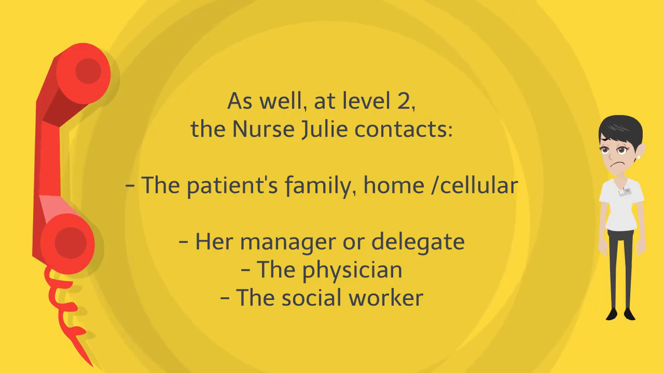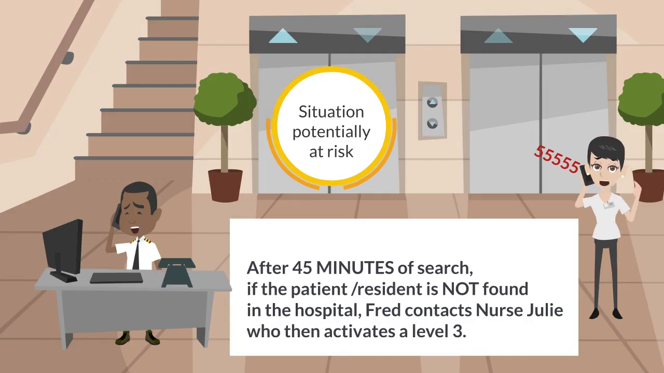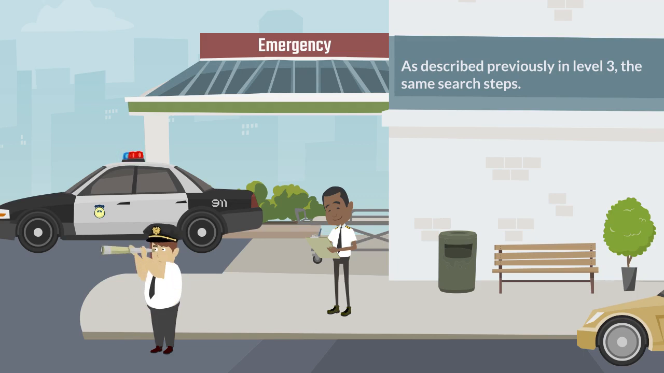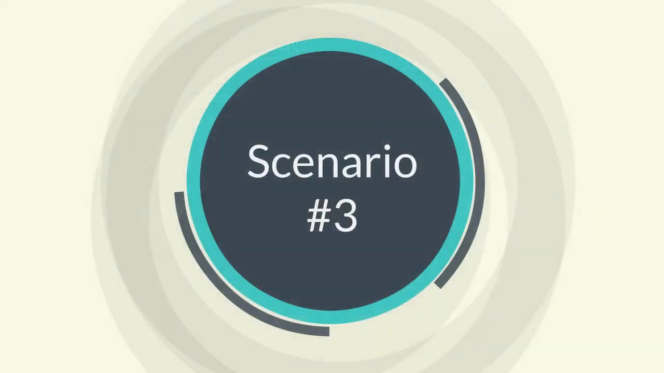For this potentially risky patient, it is also important to contact him via his cell phone, his family, or his home. And Julie ensures to advise her supervisor, the physician, and the social worker. After 45 minutes of searching, if the patient has not been found, Fred will contact Nurse Julie, who must then trigger level 3 of intervention. That is, with the support of the police.